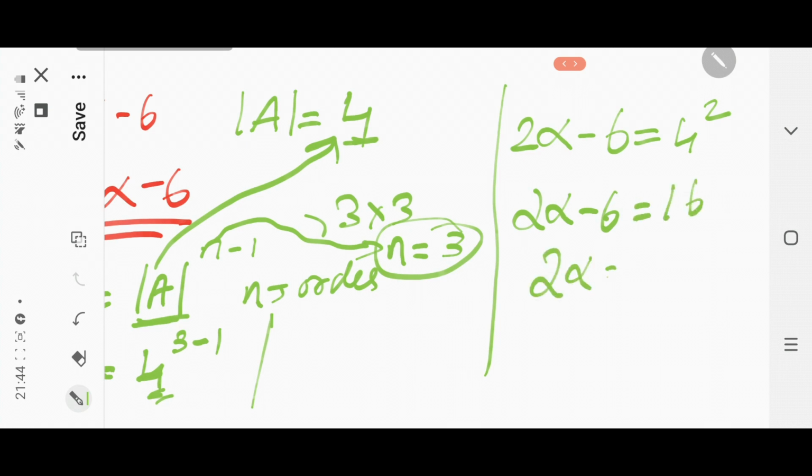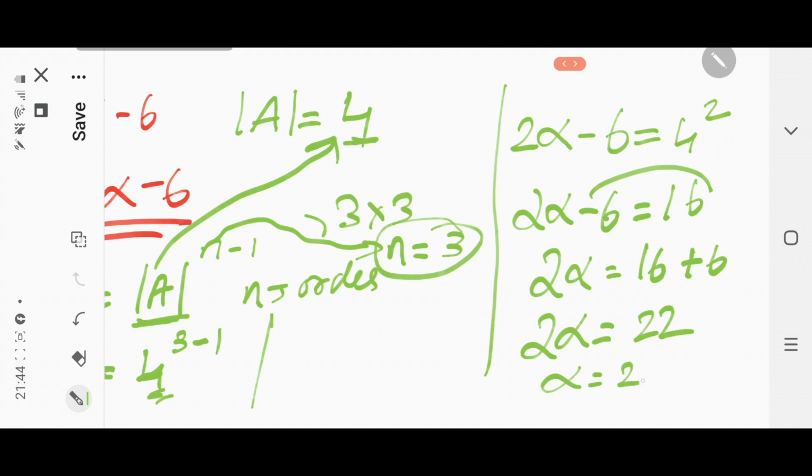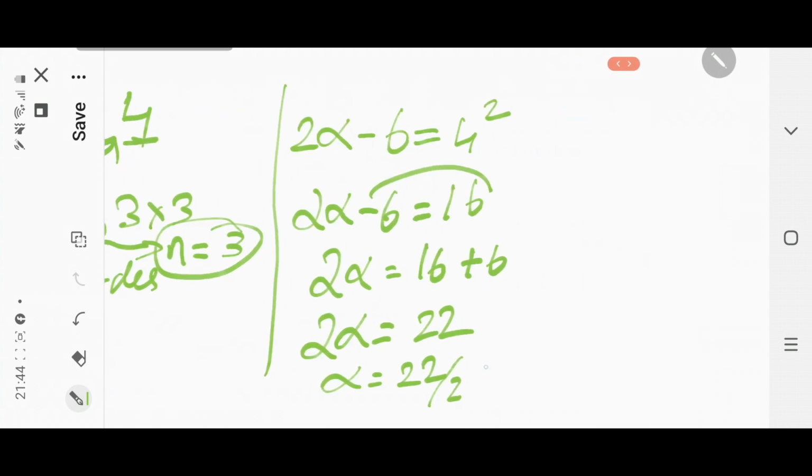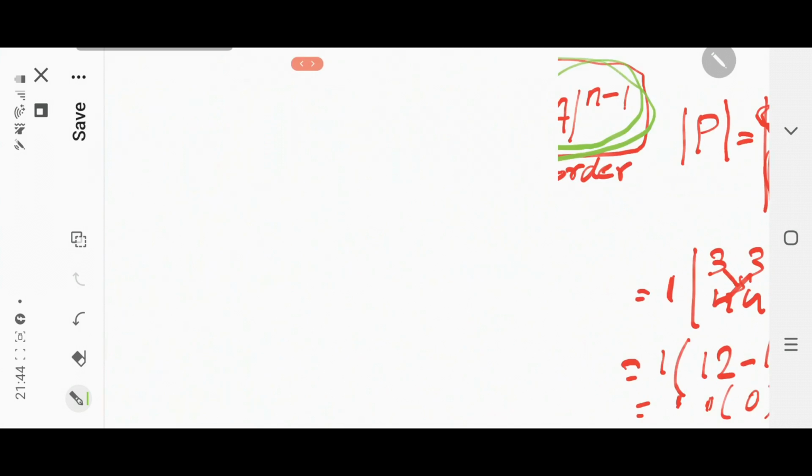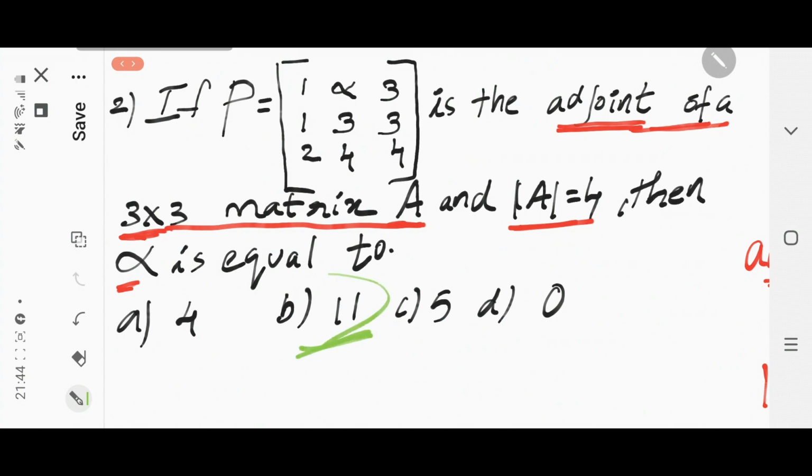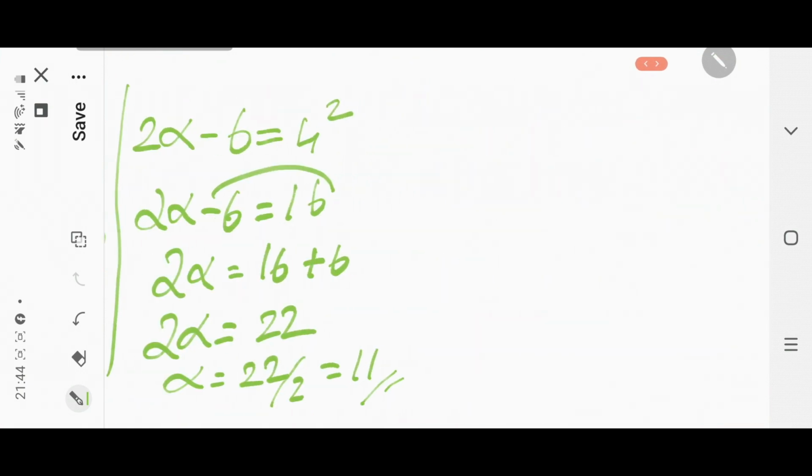That means 2 alpha is equal to 16. Minus 6 goes to the right side, it becomes plus 6. 2 alpha is equal to 22 and alpha is equal to 22 by 2. You get the answer as 11. 11 is the answer. Going to the options, 11 is option number B. Therefore, the answer for this question is B. Is it clear? Okay.